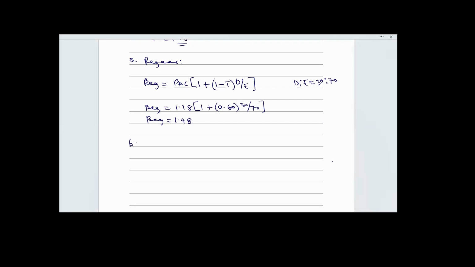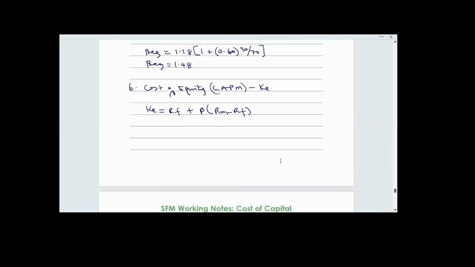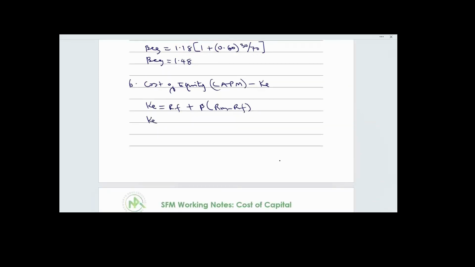Step 6 says calculate cost of equity, and that's one of the things examiner asks you to calculate. We're asked to calculate cost of equity capital using CAPM. KE. Therefore, KE equal to risk-free rate of return plus the beta multiplied by market return minus risk-free rate. All right. So KE, cost of equity, equal.